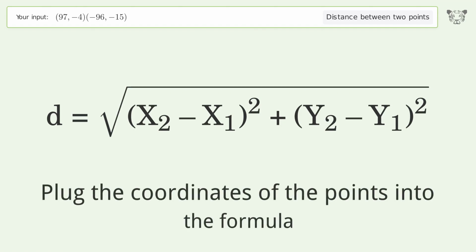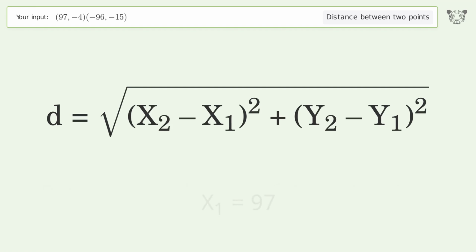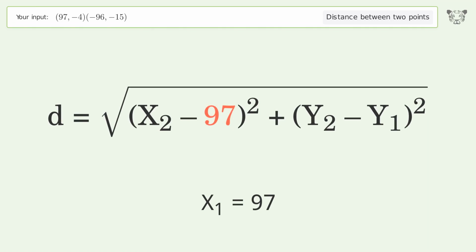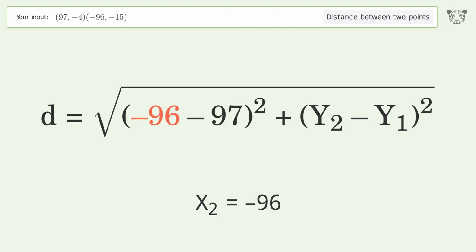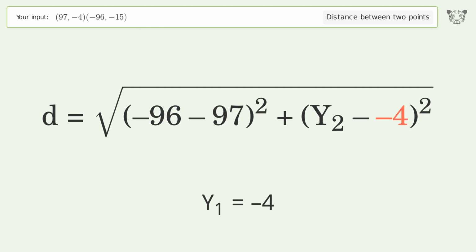Plug the coordinates of the points into the formula. x1 equals 97. x2 equals -96. y1 equals -4. y2 equals -15.